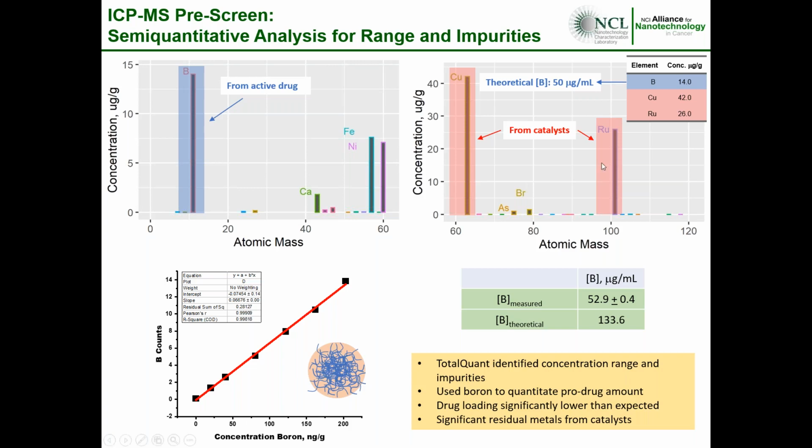And so when we went to quantitate the amount of boron in the sample, we were given an approximate drug content by the client, and it's shown down here. There was about 133 micrograms per mil. When we measured boron, we actually see about half that in samples. And so from this, we know that our drug content is a little bit lower than it should be, and that we do have residual catalysts that we now need to quantify and look at.